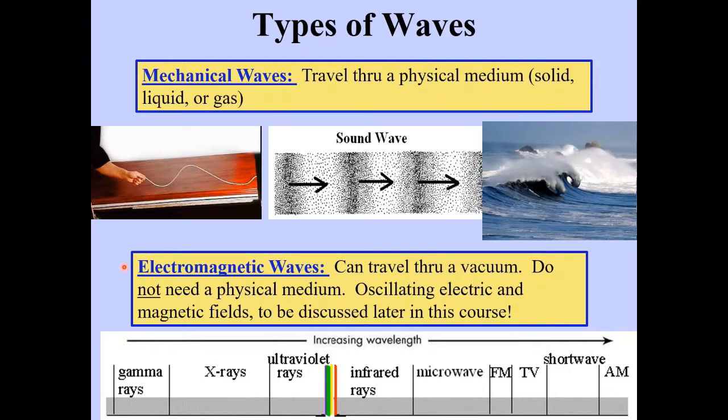Electromagnetic waves are very different, and we're not going to study those in this course. They will be the topic of Physics 102, but interestingly, electromagnetic waves can travel through a vacuum. They don't need a medium to propagate through. So without any physical medium, this is a very different type of wave. And these waves are due to oscillating electric and magnetic fields. Again, though, this is not the subject of this chapter, so we won't be talking about electromagnetic waves at this point.